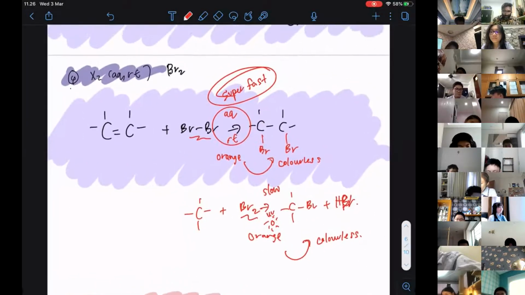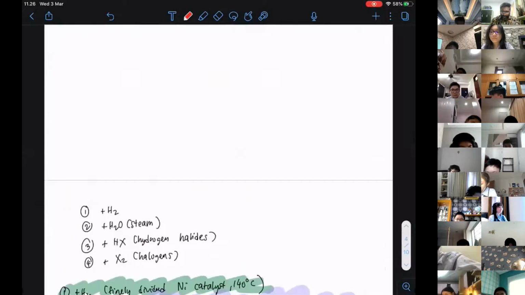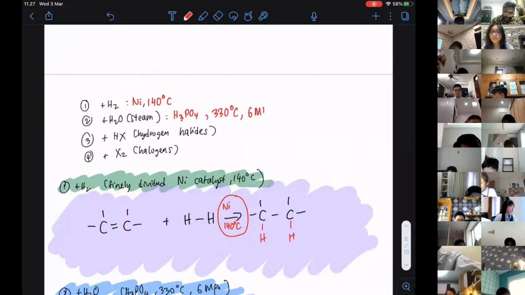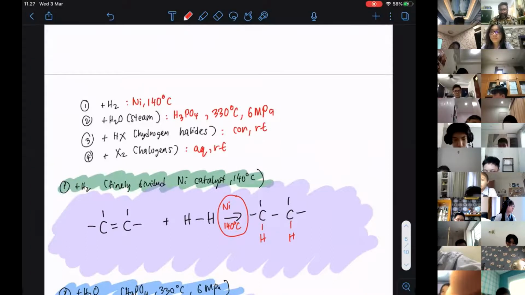So now you see the conditions. I'll recall, put it again. For H2, the conditions that you need to know are nickel at 140 degrees Celsius. Concentrated phosphoric acid, 330 degrees Celsius, 6 megapascal. This is going to be concentrated and then it will be at room temperature. This is aqueous and then room temperature. Quite easy to remember. Now I will move on.